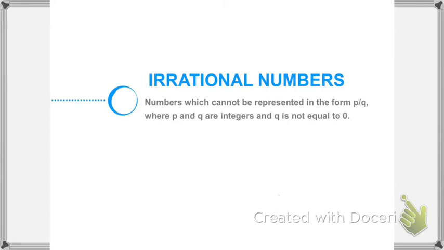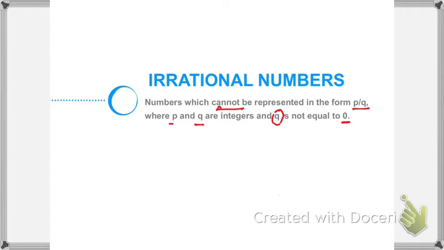As I explained earlier, what are irrational numbers? Irrational numbers are those numbers which cannot be represented in the form of p by q, where p and q are some integers and q can never be equal to 0.